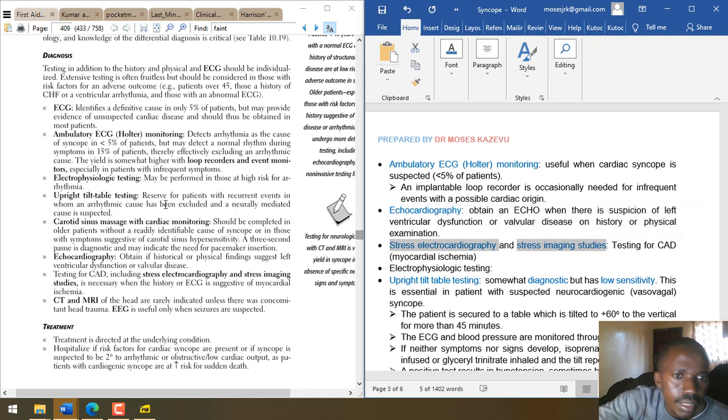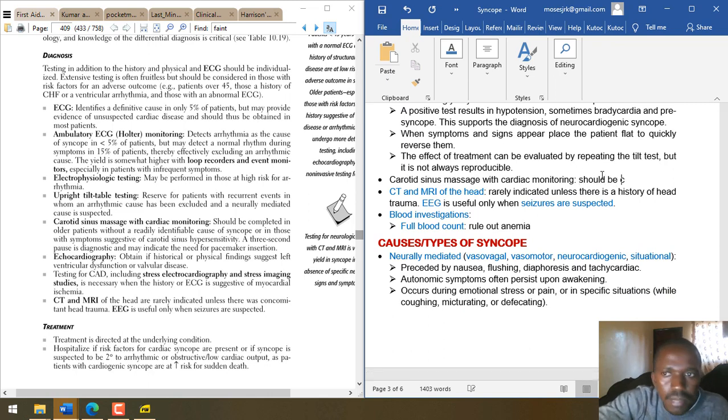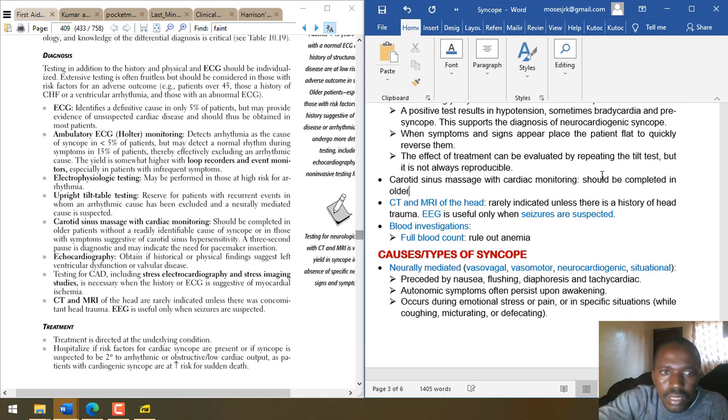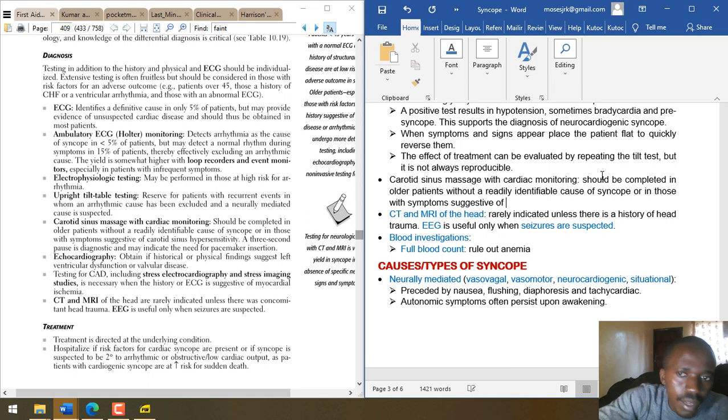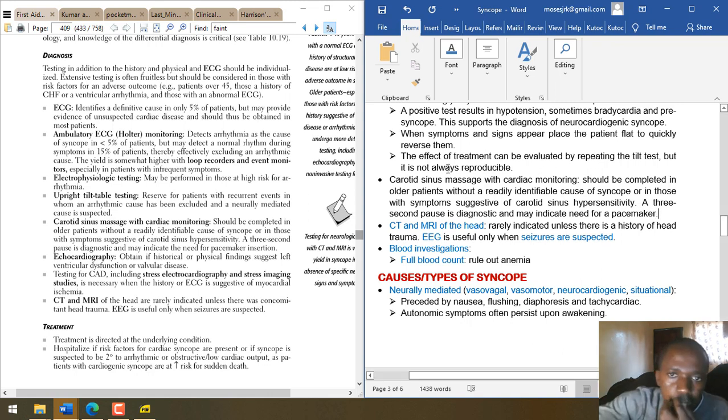Then reserved for the patients in an event that the other causes have been excluded and neurally mediated. Okay, fine. Carotid massage with cardiac monitoring. Okay, fine. So it needs a qualifying statement for this. So this should be completed in older patients without a readily identifiable cause of syncope, or in those with symptoms suggestive of carotid sinus hypersensitivity. A 3-second pause is diagnostic and may indicate need for a pacemaker. Okay, so that's with the carotid massage and carotid monitoring.